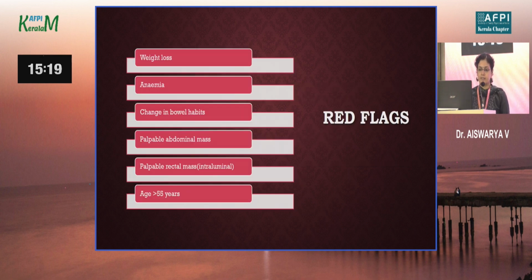Now, red flags. We should be well aware of the red flag signs, which include weight loss. Significant weight loss means more than 5% weight loss in the last 3 months, or more than 10% weight loss in the last 6 months. Then anemia is a red flag sign. Change in bowel habits, mostly towards loose stools. Then palpable abdominal mass is a red flag, palpable rectal mass, and age above 55 years.